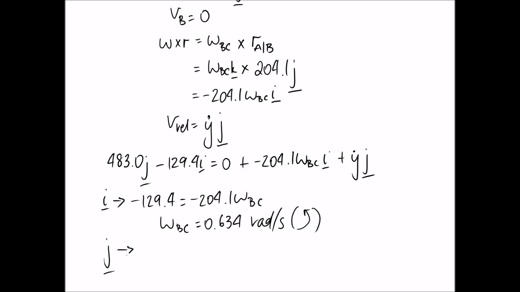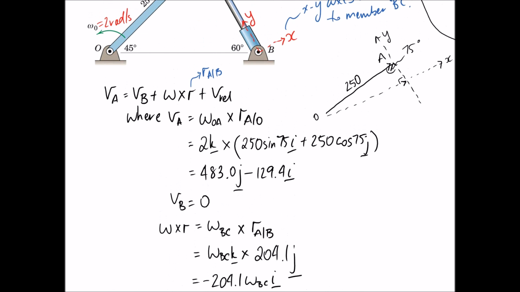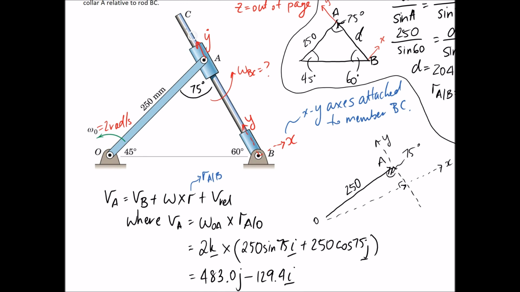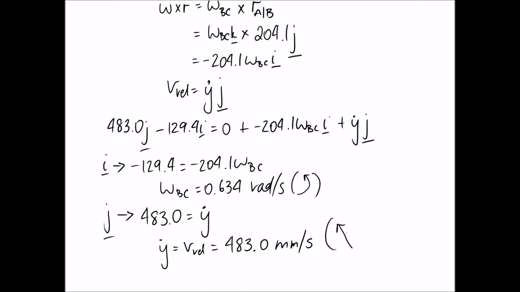So the other one we need is from the J's. Okay, so what this tells us is y dot, which recall was equal to v rel, is equal to 483.0. The units are going to be millimeters per second because we measured everything in millimeters, and it's come out positive, which means that the direction was correct. So up here we drew that y dot was positive going away, since this was the positive y-axis direction. So that means that this point is going to move up the bar, so it's going to be like this. So that's all there is for this question. See you next one.